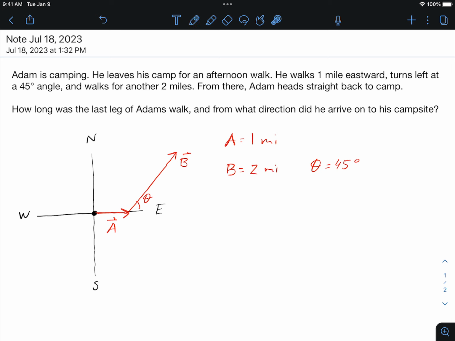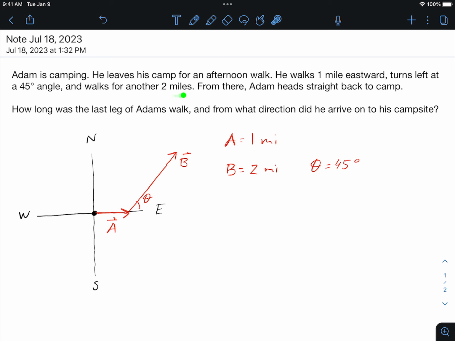And notice I tried hard to make this arrow roughly twice as long as this one, right? So that the picture really reflects what's going on. I always want my picture to be as good as I can make it. I don't need to crank out a ruler or anything like that, but the picture is there to help me understand what's going on, and so I try to make the best picture I can.